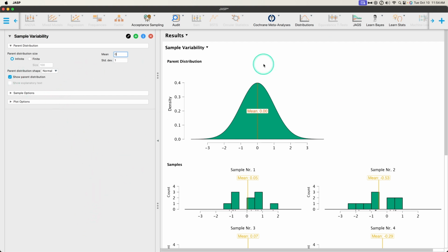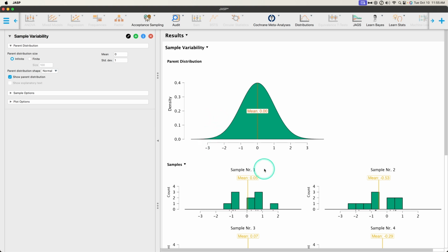Okay, so parent distribution, that's this mother right here, okay? And so we have a normal distribution set as our commonly described or defined normal distribution, which is a mean of 0 and a standard deviation of 1. And you can change these if you want. I don't really change them in the video because we teach these 0, 1 normal distributions because they are useful.